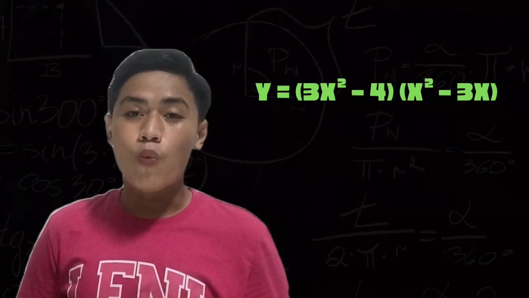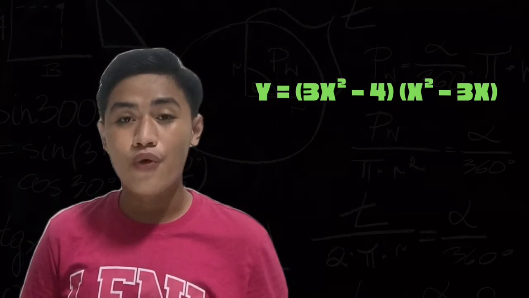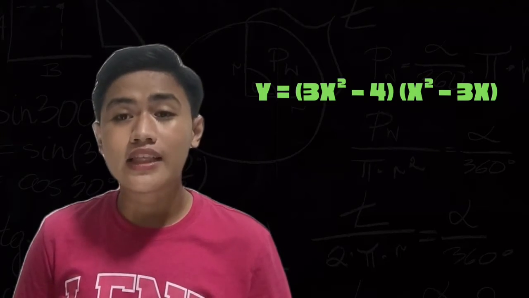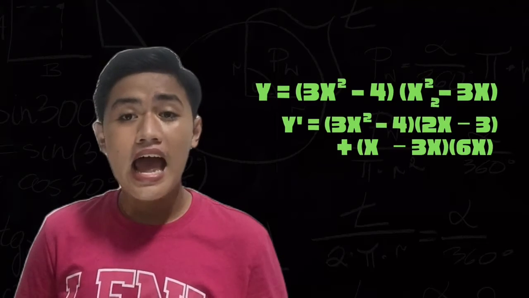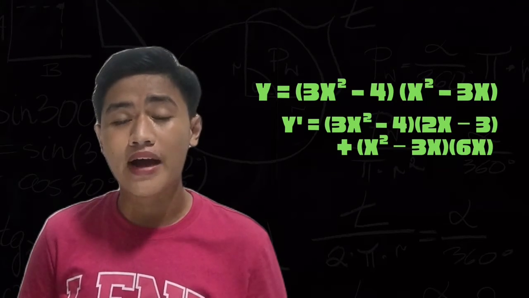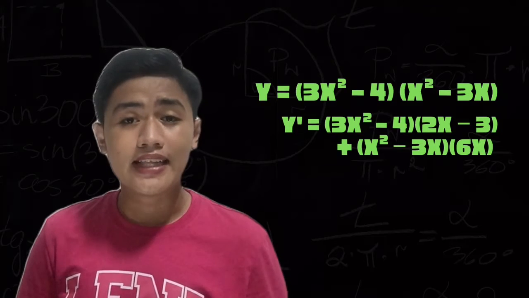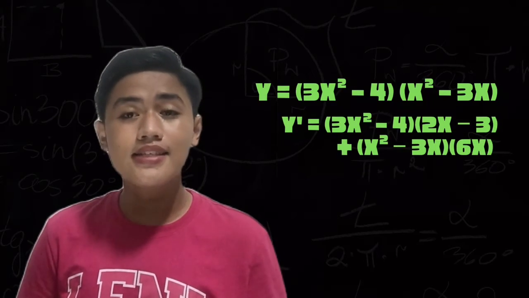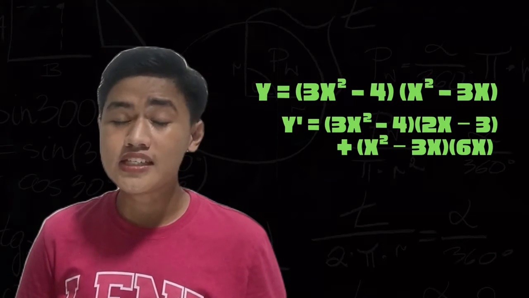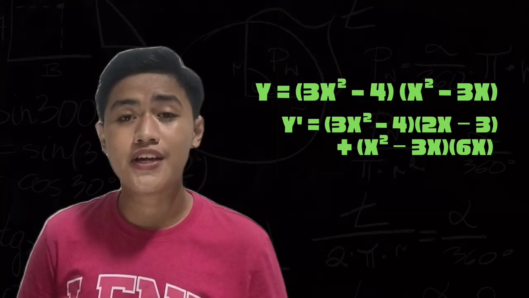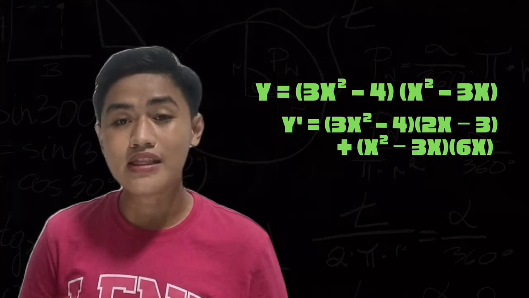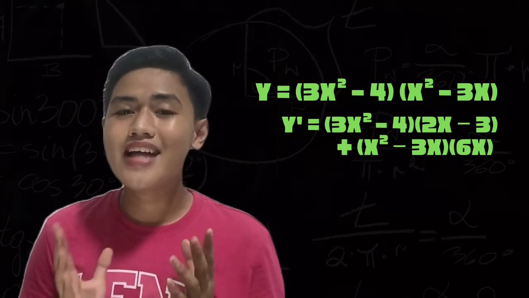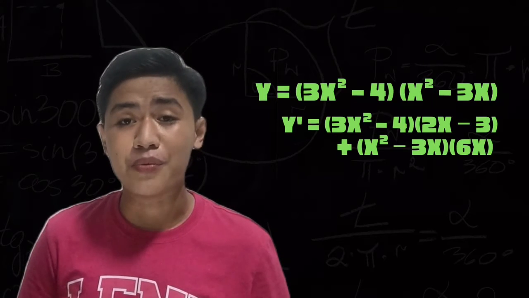Example, y equals 3x squared minus 4 times x squared minus 3x. So at this moment, we get the first factor, which is f of x equals 3x squared minus 4, and then get its derivative, which will become 6x. Next, the second factor, which is equal to x squared minus 3x. Again, the derivative, wherein we get 2x minus 3. Now we just need to follow the given formula.